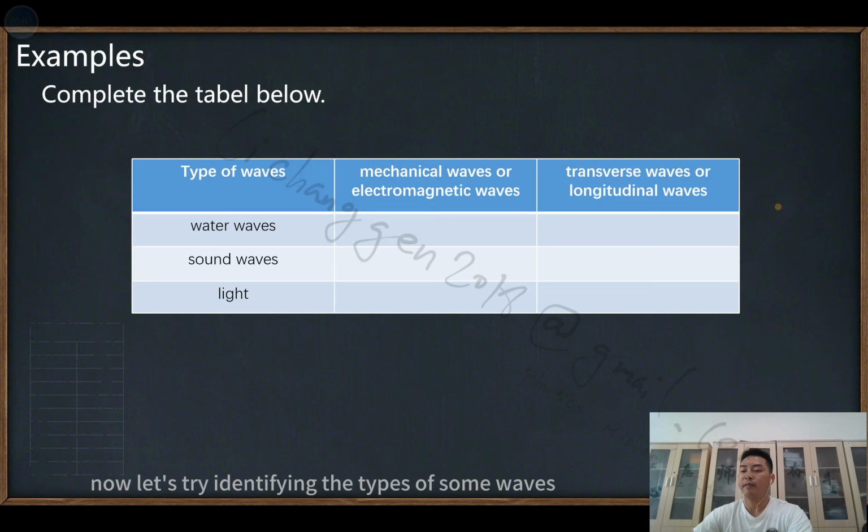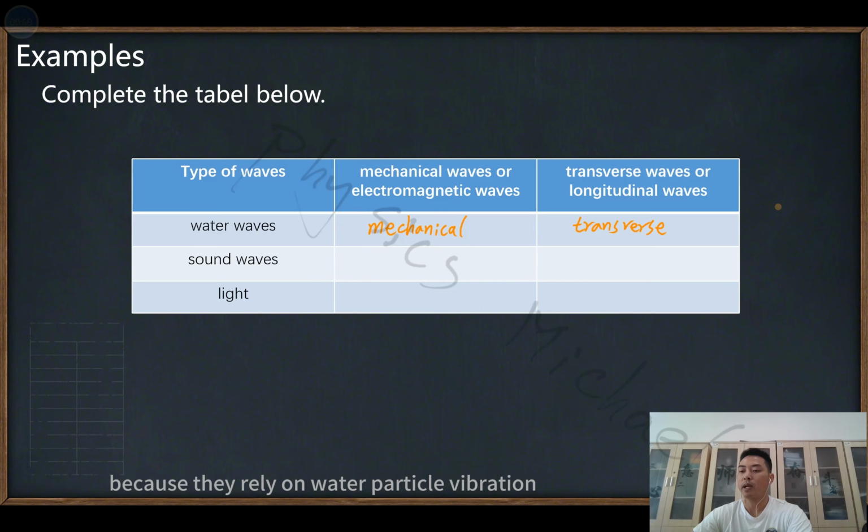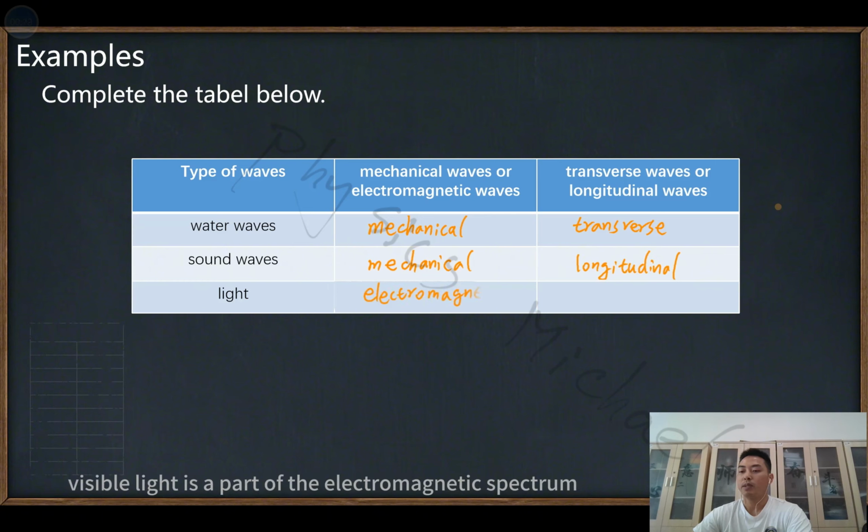Now let's try identifying the types of some waves. Water waves are mechanical and transverse because they rely on water particle vibration and the oscillation is perpendicular to the wave direction. Sound waves are also mechanical, but they are longitudinal, since particles vibrate along the same direction sound travels. Visible light is a part of the electromagnetic spectrum, so it is an electromagnetic wave and a transverse wave.